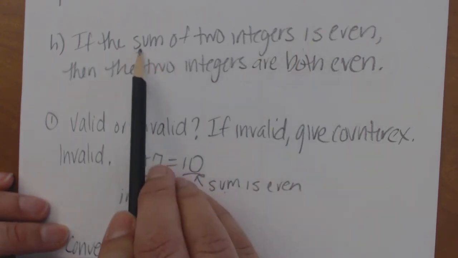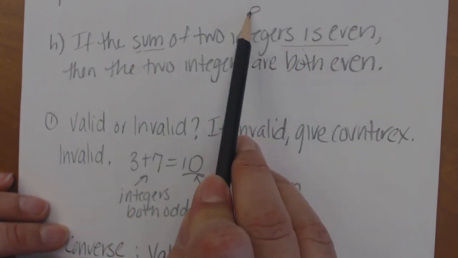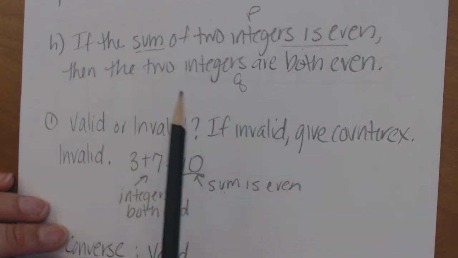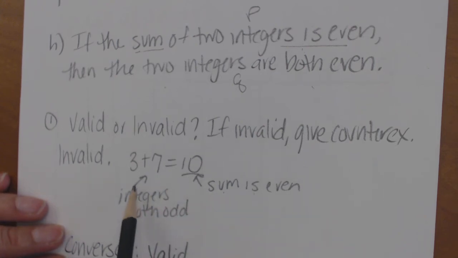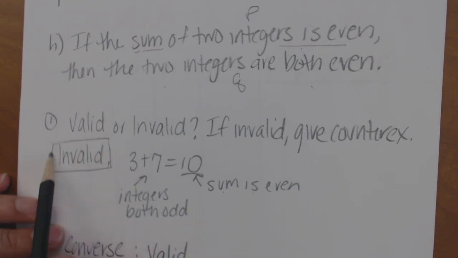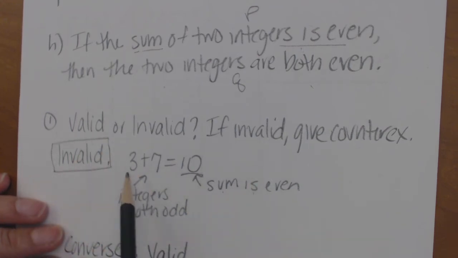That's the first thing. The sum is even because that's P and that's Q. Then the two integers are both even. So we have to think, can I find a number whose sum is even, but the integers are not? And I did. So this is invalid because I can give the example 3 and 7 are both odd, but their sum is even.